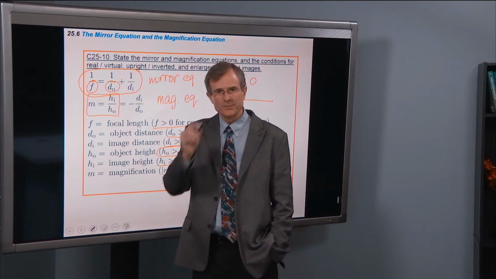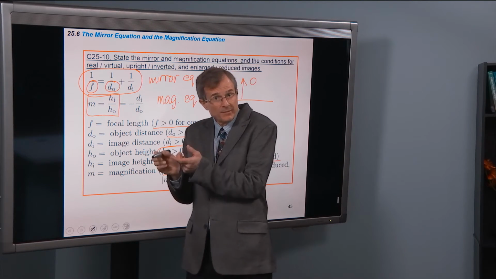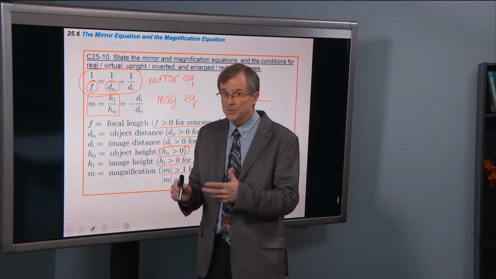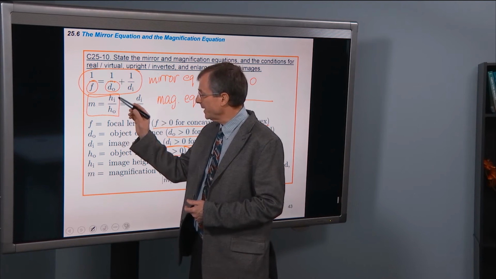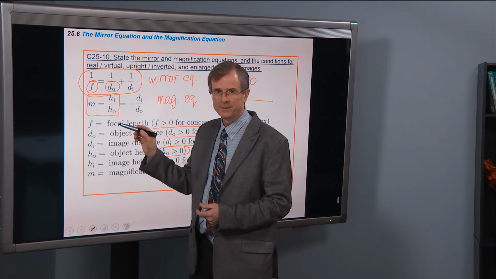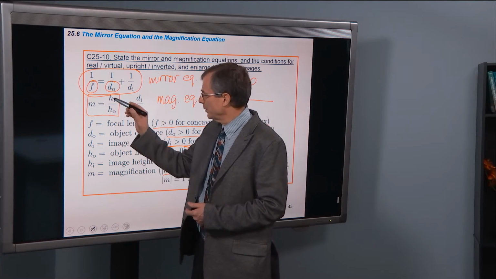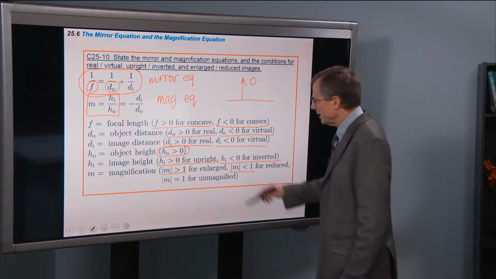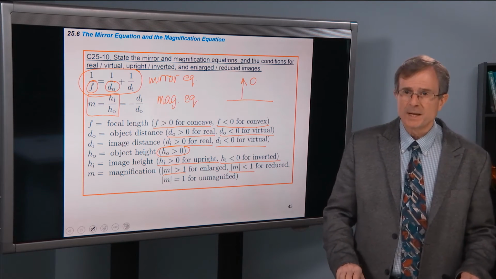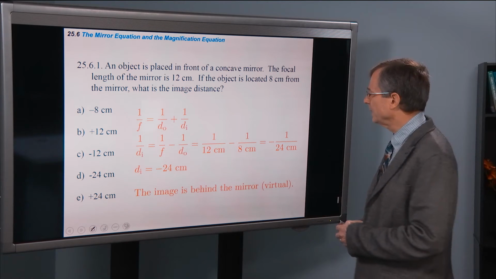So that was the case in the video where I made a mistake and I said the magnification is 1. Well, it's actually minus 1 because hi was a negative number, equal to the negative of h naught. And so minus h naught over h naught gives a minus 1. So that's the way the magnification works. Let's do a couple of examples so you see how to plug these equations in.